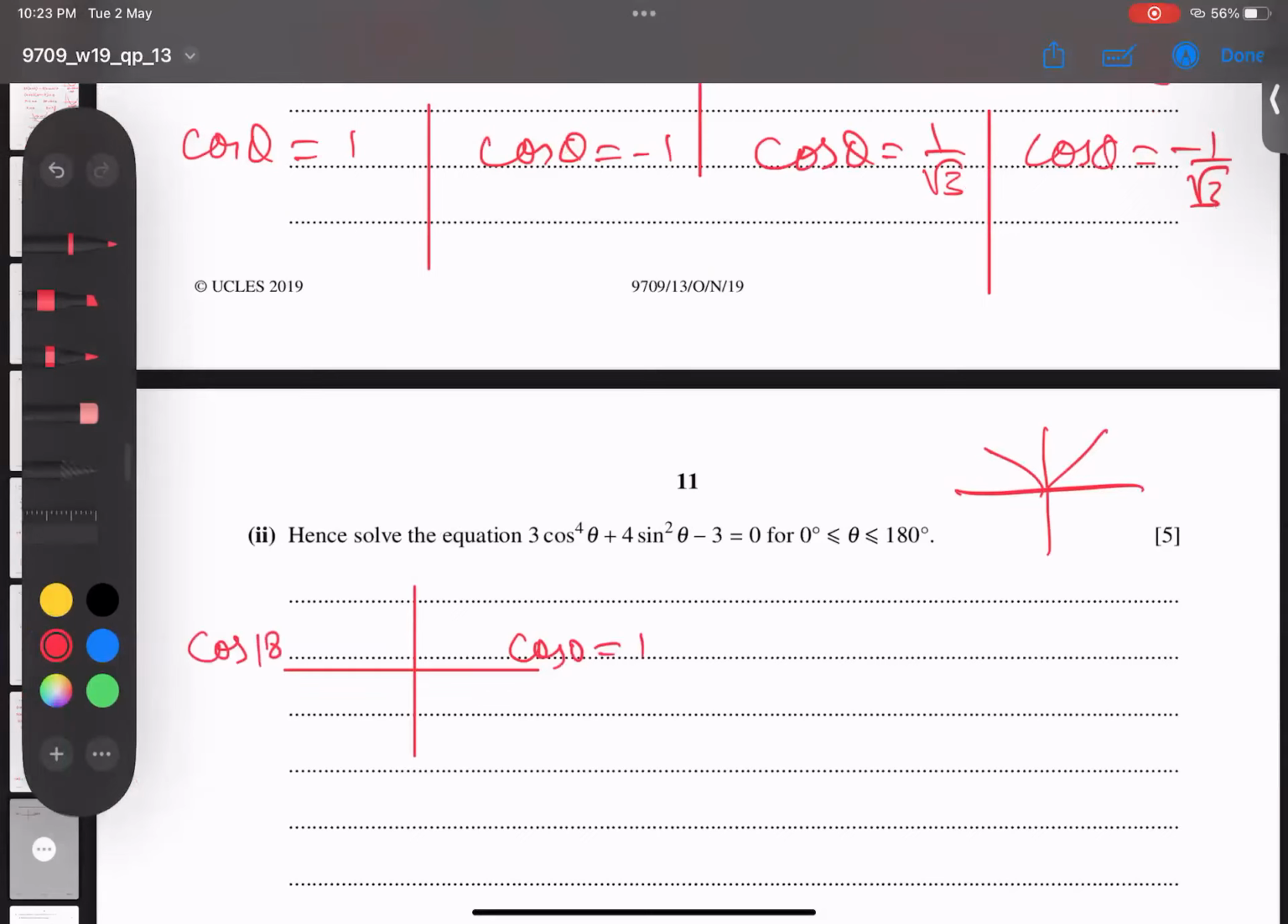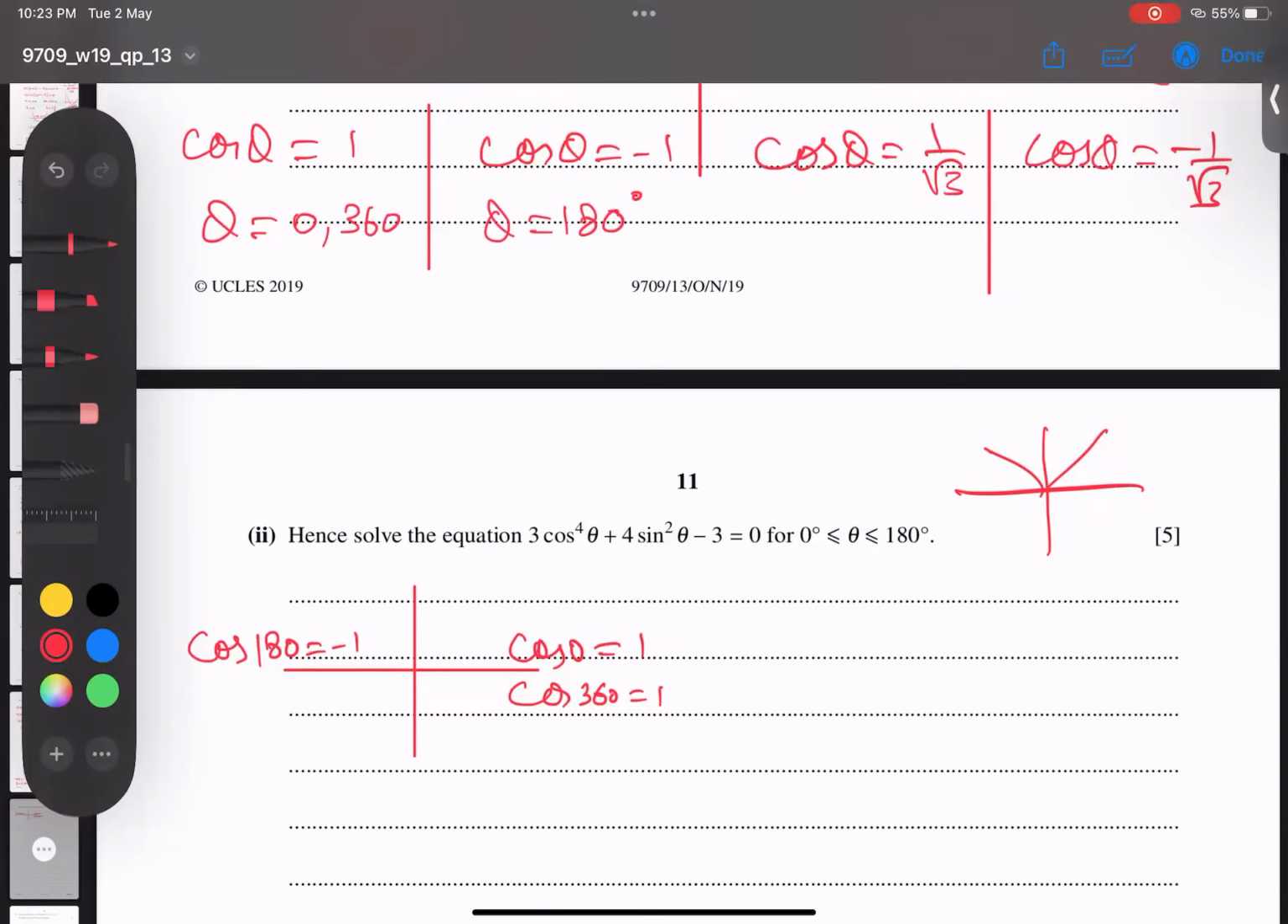Cos 180 is minus 1. Cos 360 is again 1. It means if I take cos inverse of 1, those values which give us 1 are two answers, 0 and 360. And cos is negative 1 at 180 degrees, so when I take cos inverse, it gives me 180 degrees.